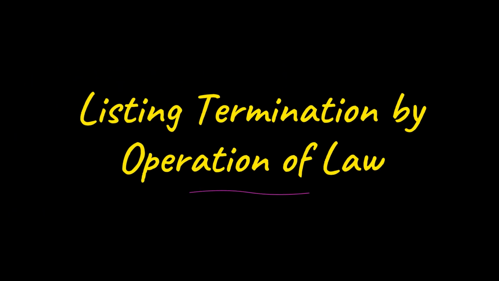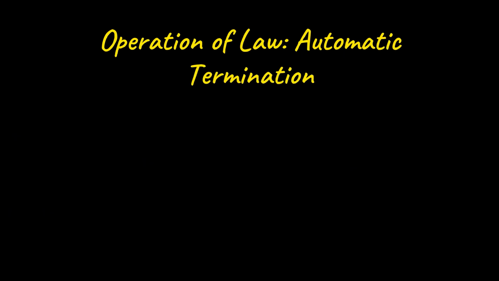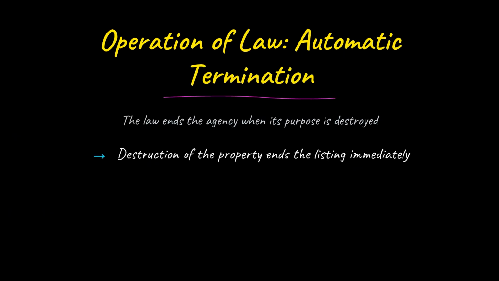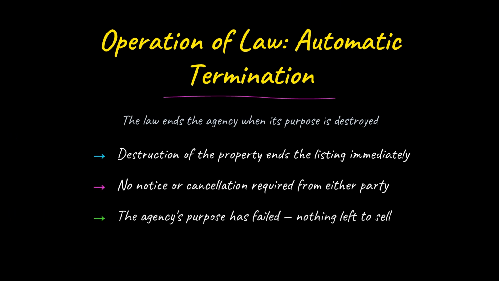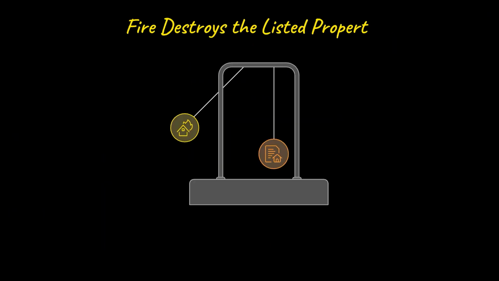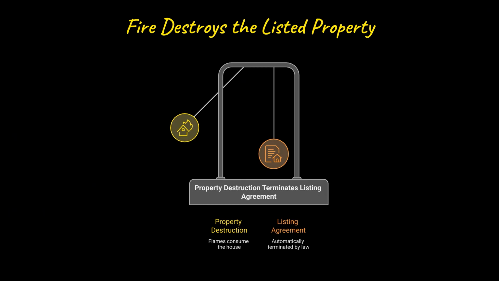A listing agreement is an agency contract, and like all agencies, it can end not just by the party's choice but by operation of law, meaning the law itself terminates it when certain events occur. When a listed property is destroyed, the listing terminates automatically, not because anyone chose to end it, but because the agency's sole purpose, selling that specific property, can no longer be accomplished. No notice is needed. The same principle applies when a party dies. The moment the house burns down, the listing is gone.